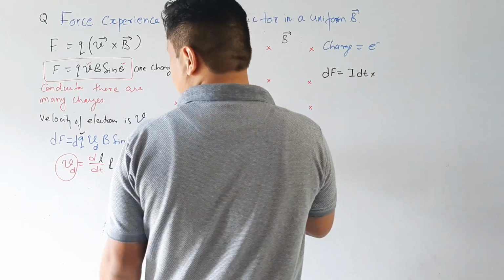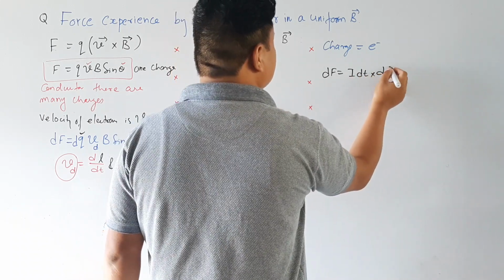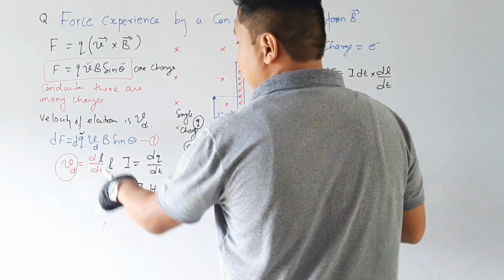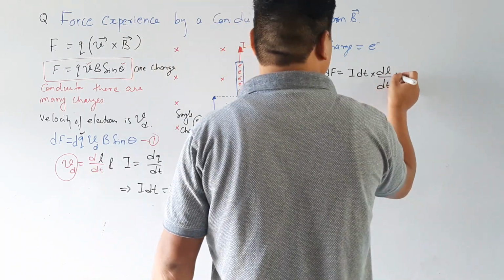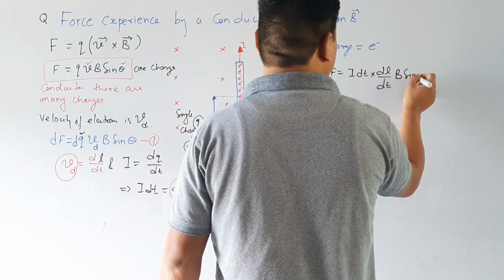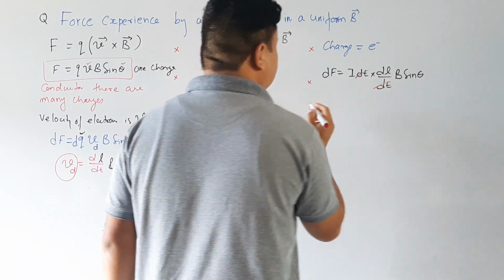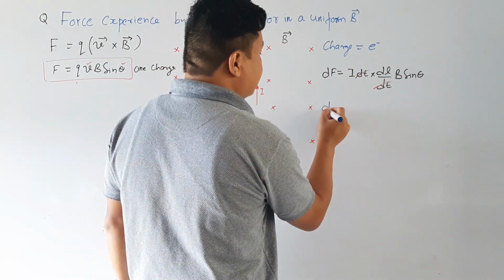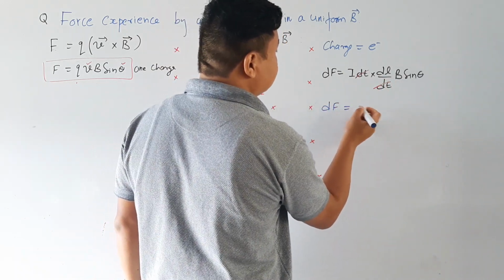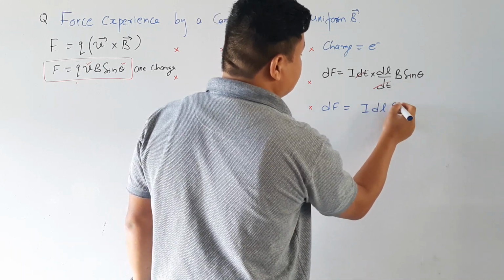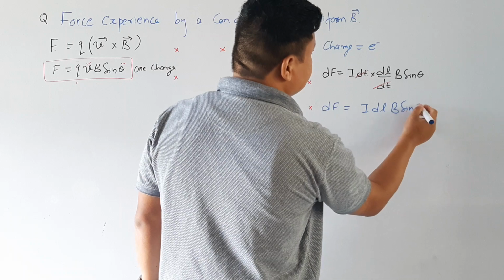dt into vd is dl by dt, and there is vd, and there will be magnetic field B and sine of theta. And this dt and this dt will cancel. I will get dF is equal to I dl B sine theta.